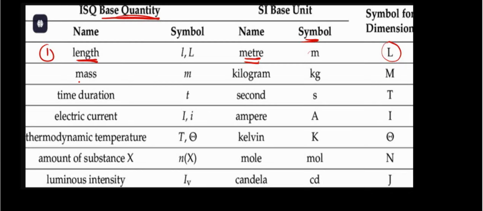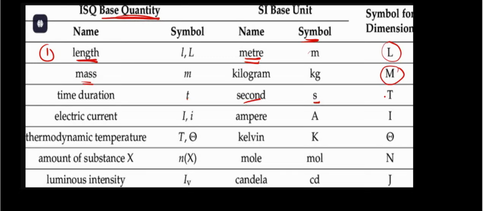And the mass is m, and the unit is kilograms. These are the SI units, and the symbol is kg. But when you take it into dimensions, it is M. And time is t, and the SI unit is seconds, with symbol s, and the dimension is represented by capital T. So wherever there's time, just know that capital T is the one being represented.